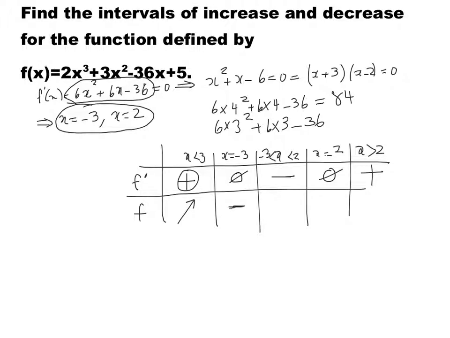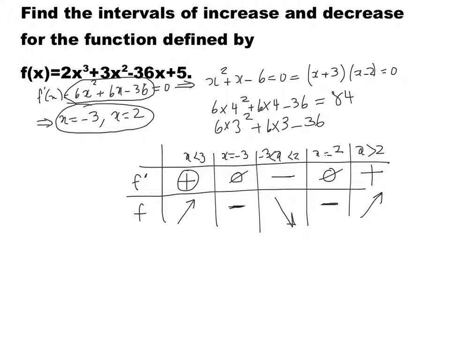I show it with a horizontal line or a negative sign. Between negative 3 and 2, I know it's negative, the sign, so it's decreasing. At x equal to 2, I know that it's going to be a horizontal line, the slope. And at x greater than 2, we know that the function is increasing.